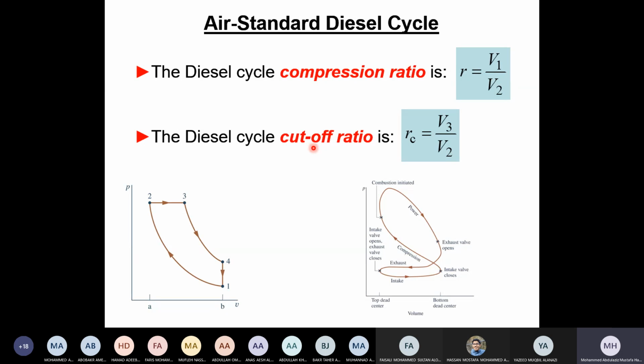Why is it called cut-off ratio? What does this mean? It is cutting the fuel here. So we start the fuel injection and then stop, or cut, the fuel. This is why we call it V3 over V2. So this is another parameter, and sometimes, not all the time, it is less important than that, but you may find it here in the diesel engine. So this is the cut-off ratio.